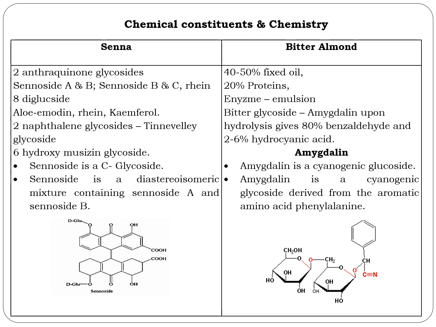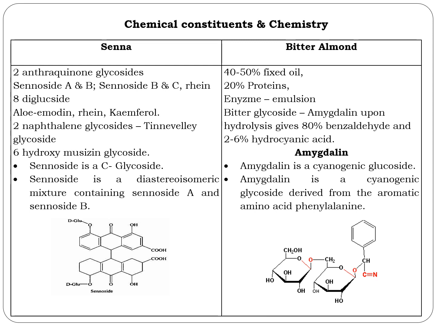In senna we can see the presence of two anthraquinone glycosides, sennoside A and B, sennoside B and C, rhein 8-diglucoside, aloe-emodin, kaempferol, and two naphthalene glycosides, Tinnevelly glycoside and 6-hydroxy musizin glycoside. Sennoside is a C-glycoside, which is a diastereoisomeric mixture containing sennoside A and B.